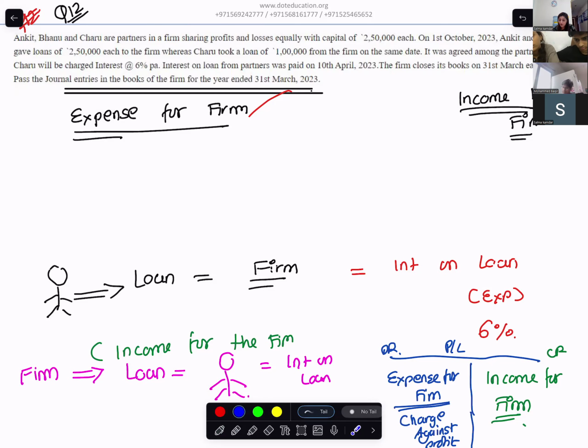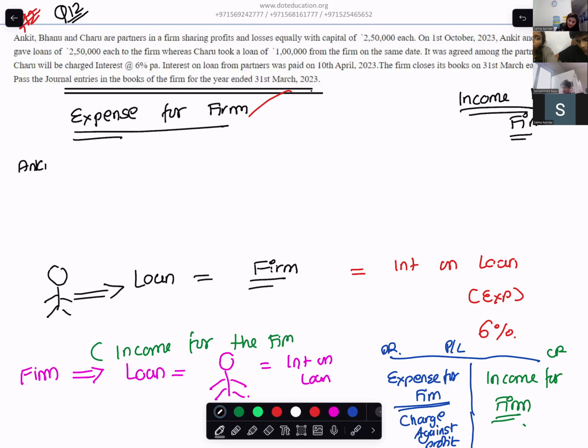On 1st of October, Ankit and Bhanu gave a loan of 250,000 to the firm. Partner has given a loan to the firm. Are you all with me? Interest on loan is an expense for the firm. It will come on the profit and loss account debit side.